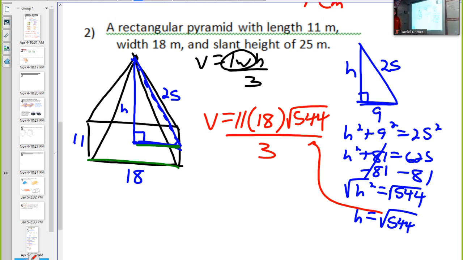Since that gives us a decimal, let's just assume that they wanted us to keep that decimal. So let's put in the calculator 11 times 18 times the square root of 544 equals, and then divided by 3. So we get 1539.4.